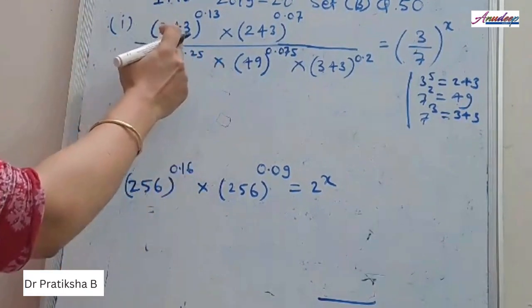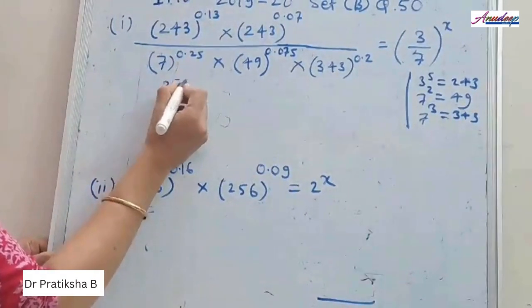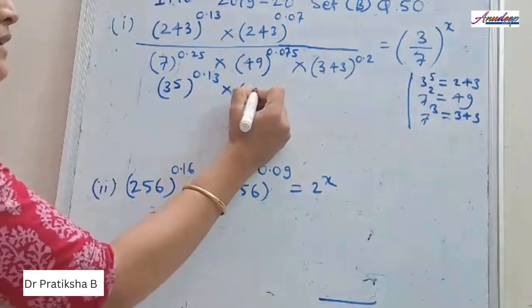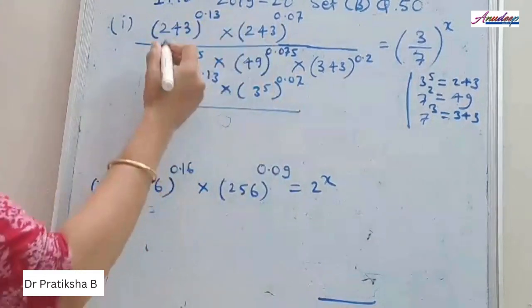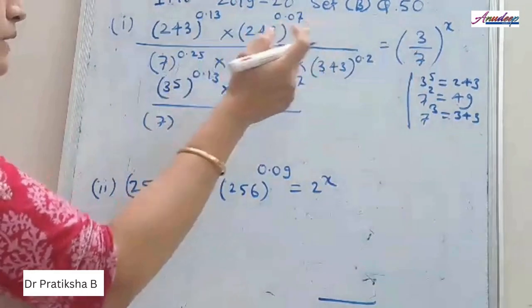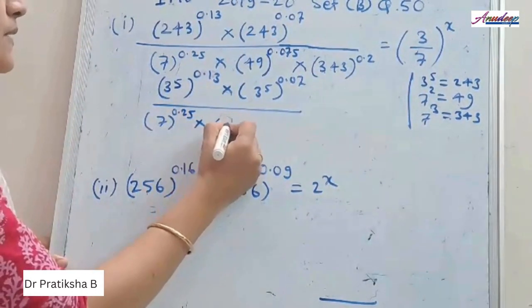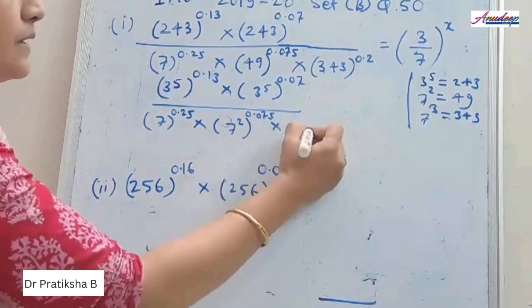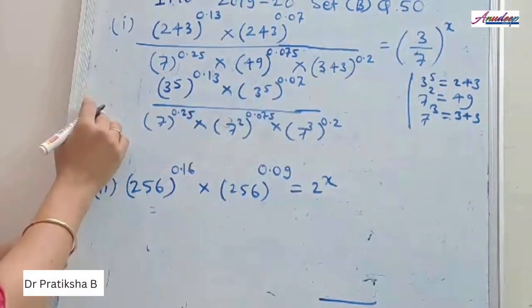So as we discussed, 243 is nothing but 3 raised to 5. So what we get in the numerator is 3 raised to 5 raised to 0.13. Again the same number is there, so again 3 raised to 5 raised to 0.07. Now for the denominator, 7, let us keep as it is because we are converting each term in the power of 7. So it is 7 raised to 0.25 multiplied by 7 square raised to 0.075 multiplied by 7 cube raised to 0.2. So this is our left hand side.